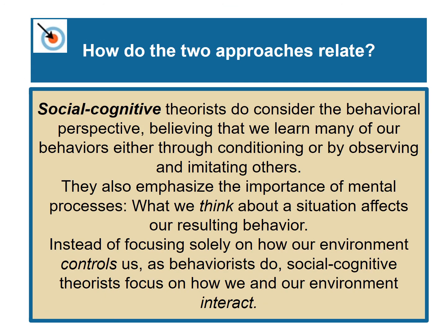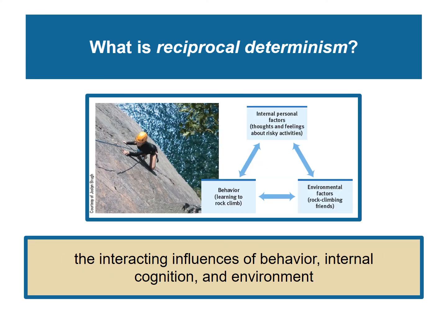How do the two approaches relate? Social cognitive theorists do consider the behavioral perspective, believing that we learn many of our behaviors either through conditioning or by observing and imitating others. They also emphasize the importance of mental processes. What we think about a situation affects our resulting behavior. Instead of focusing solely on how our environment controls us, as behaviorists do, social cognitive theorists focus on how we and our environment interact.